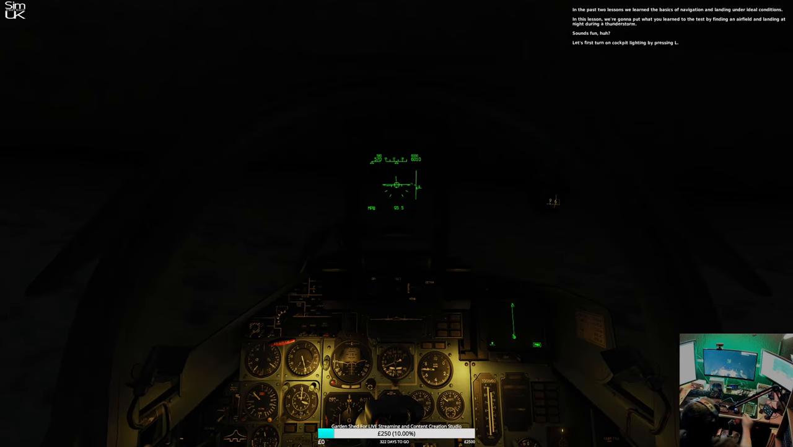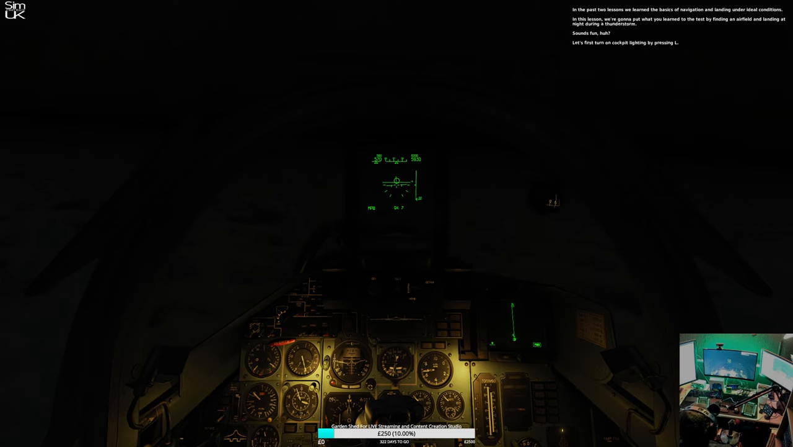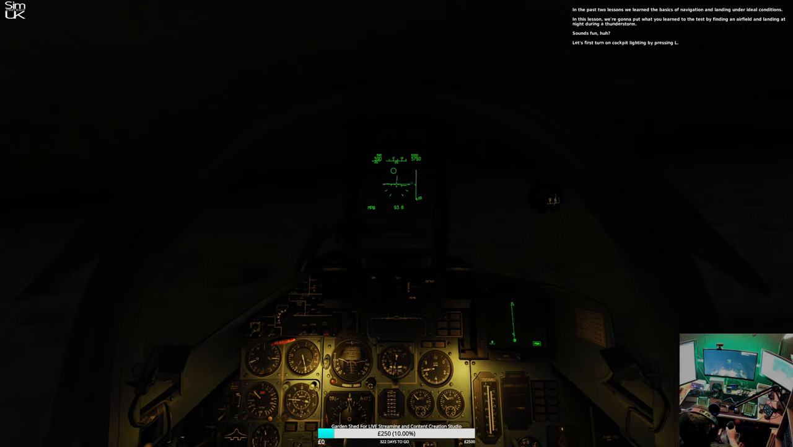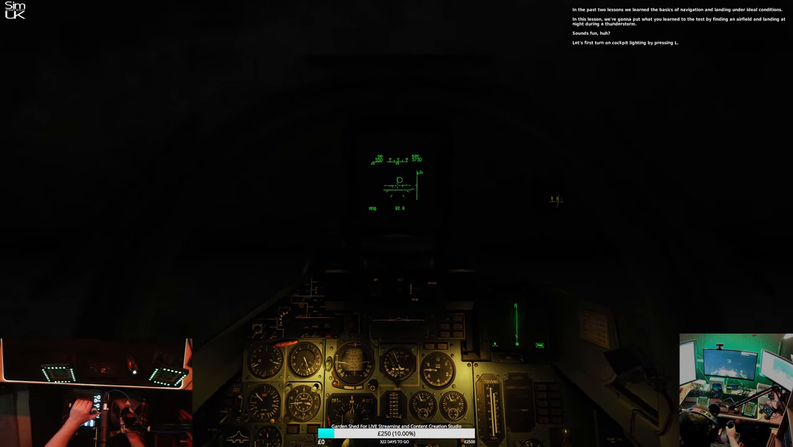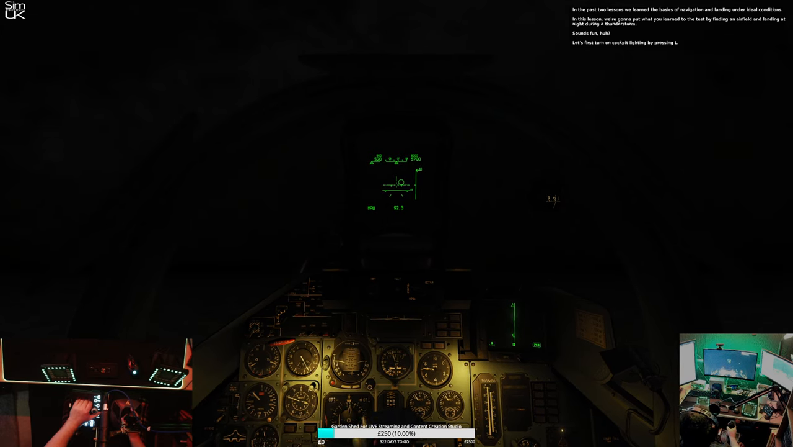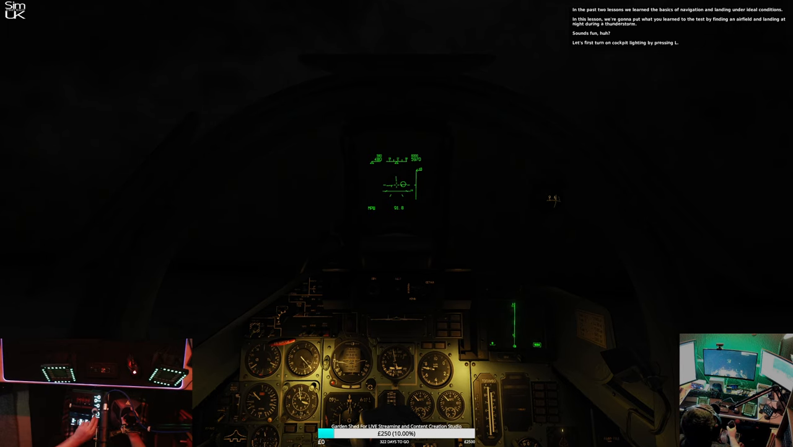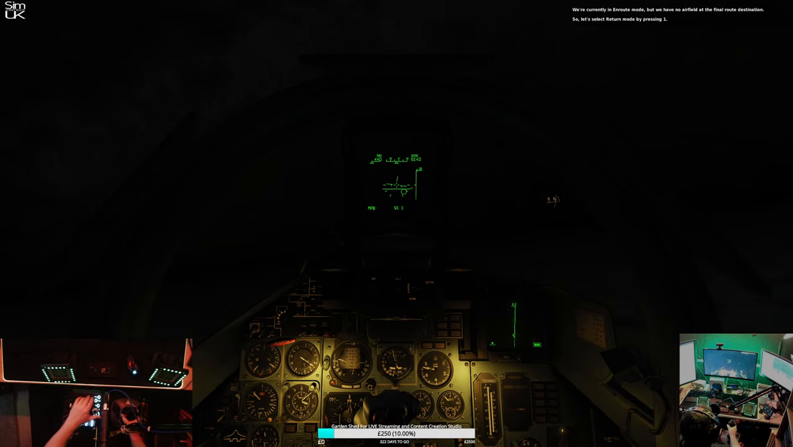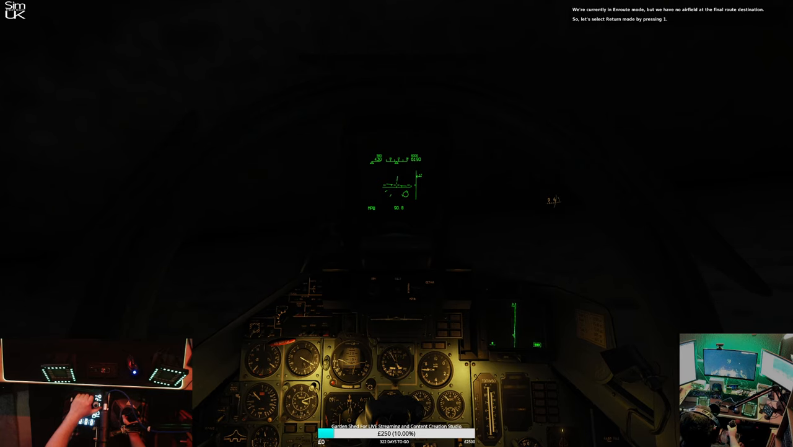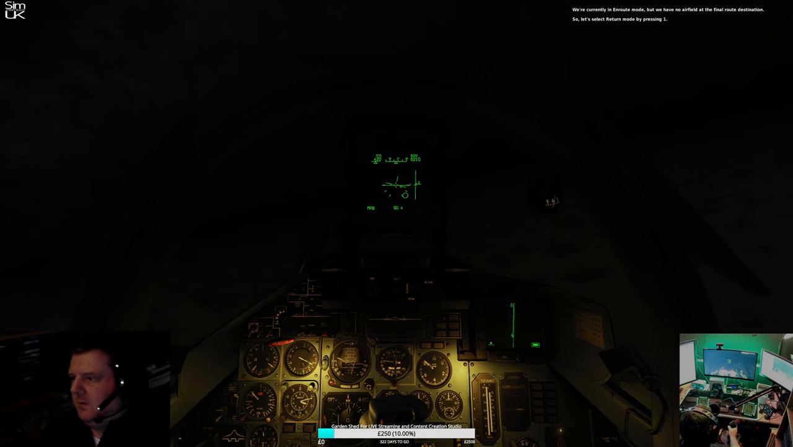Past two lessons, we learned the basics of navigation and landing under ideal conditions. In this lesson, we're going to put what you learned to the test by finding an airfield and landing on it at night during a thunderstorm. Sounds fun, huh? Huh. Let's turn on the cockpit lighting by pressing L. Cockpit lighting's already on, me old China. We're currently in route mode, but we have no airfield at the final route destination. So let's select return mode by pressing 1.